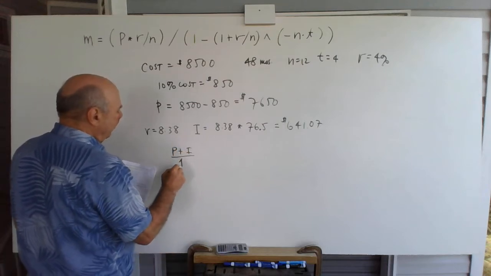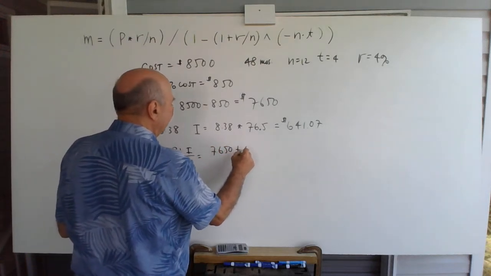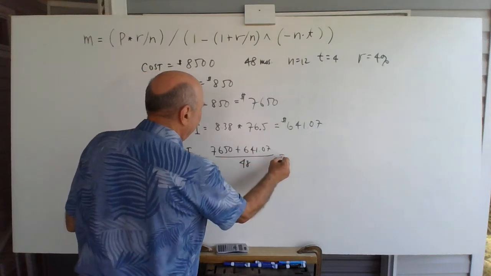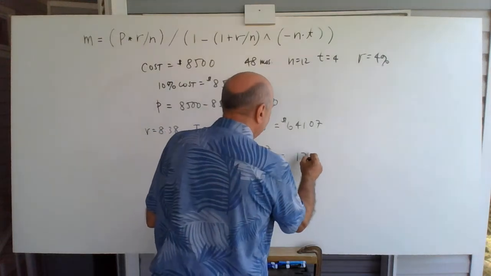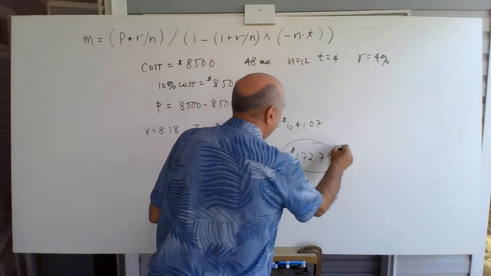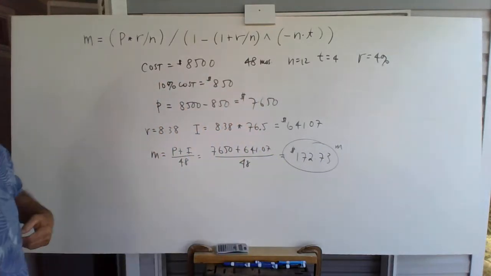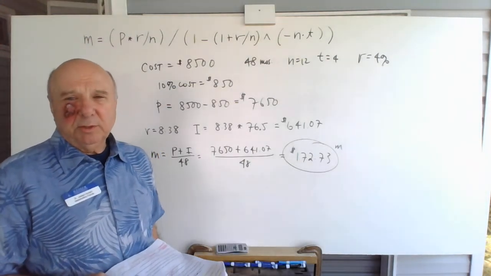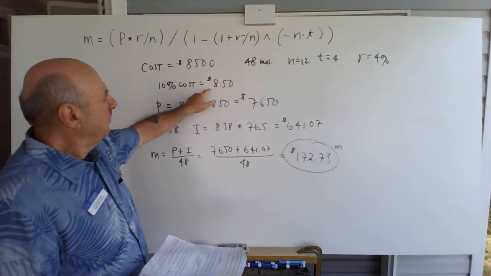I divide by the number of payments. So that'll be 7,650 plus 641.07 divided by 48. And we get $172.73. That's it. That's her monthly payment for this air conditioner, plus her down payment, 10% of the cost.